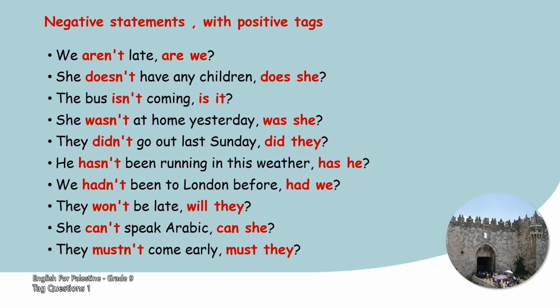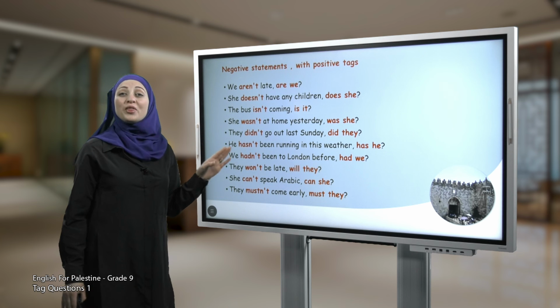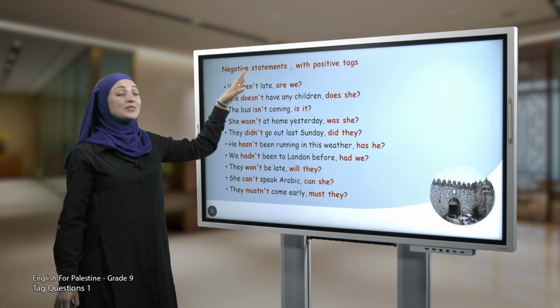She wasn't at home yesterday, was she? I used the same pronoun. They didn't go out last Sunday, did they? He hasn't been running in this weather, has he? We hadn't been to London before, had we? They won't be late, will they? She can't speak Arabic, can she? They mustn't come early, must they? That's all about negative statements.